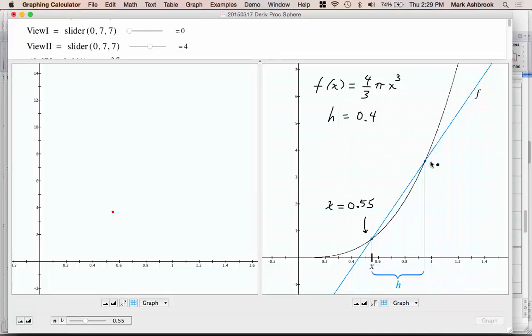What's the x value here? 0.1. Oh, this is 0.55. What is it? What do we need? Change in y over change in x.